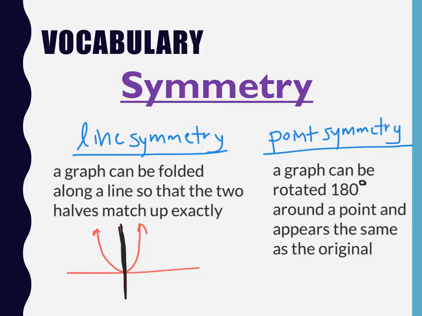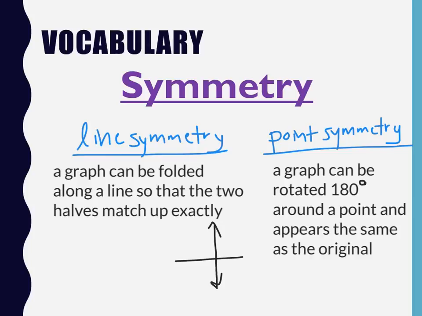Point symmetry is a graph that can be rotated 180 degrees around some kind of point. And when you do that, it appears to be the exact same graph as the original. An example of this is your basic y equals x cubed function. If you graph the y equals x cubed function, you get a graph that looks something like this. Now if you rotate this 180 degrees in either direction, it's actually going to match up to the exact original function of y equals x cubed.